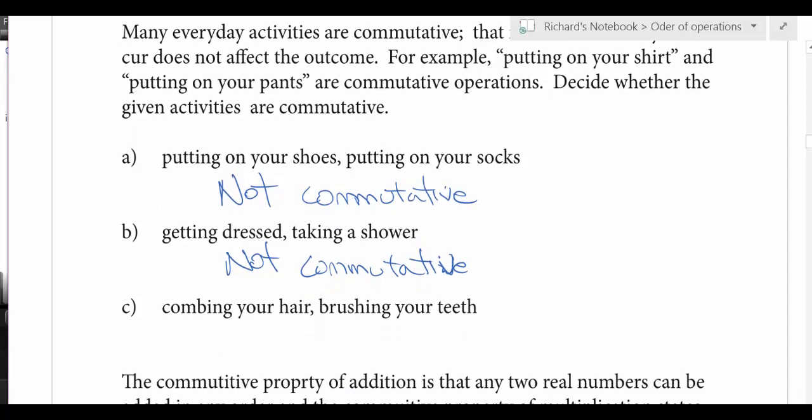Combing your hair, brushing your teeth. Well, who cares? Brush your teeth first, comb your hair first. Doesn't matter. This is commutative. Well, these are commutative processes.